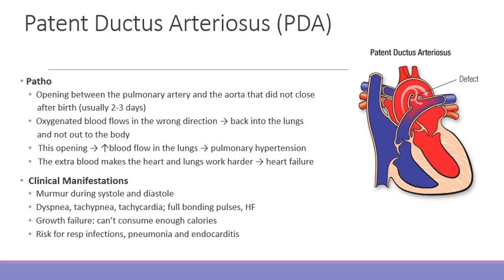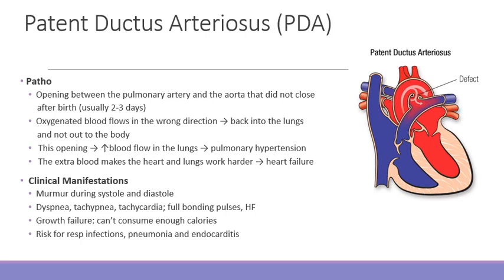These kiddos are going to have dyspnea, tachycardia, tachypnea, full bounding pulses, those signs and symptoms of heart failure. They may have some intercostal retractions because of the difficulty with breathing because of this excess fluid. They're going to have growth failure. They can't consume enough calories. So we always want to think of our interrelated concepts, and nutrition would be one of those concepts.